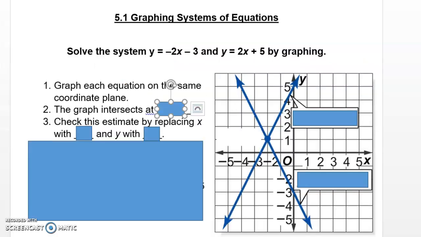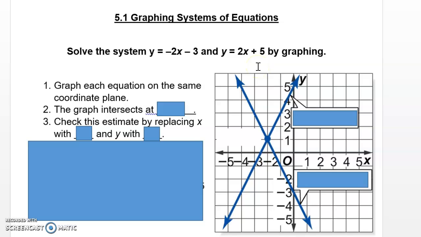Let's take a look at how solving systems works, okay? To solve systems of equations by graphing, this is going to tie in directly to lesson 5.1 in Delta Math. To solve those systems, we start with two equations. Here we have y equals negative 2x minus 3, and y equals 2x plus 5. And we're going to look at finding the solution to those systems by graphing.